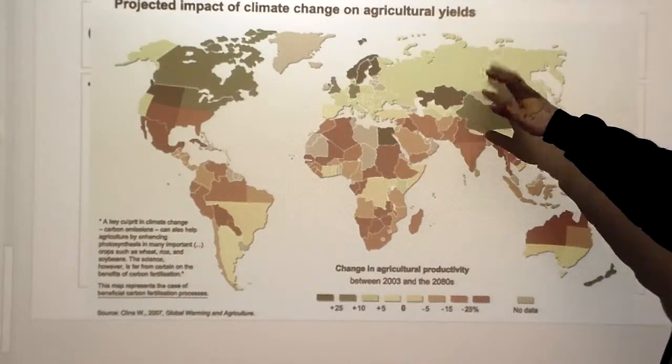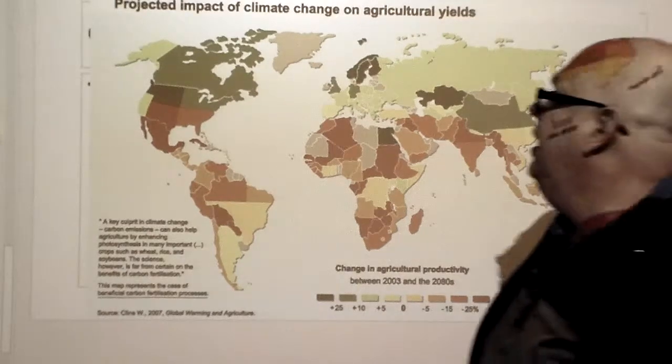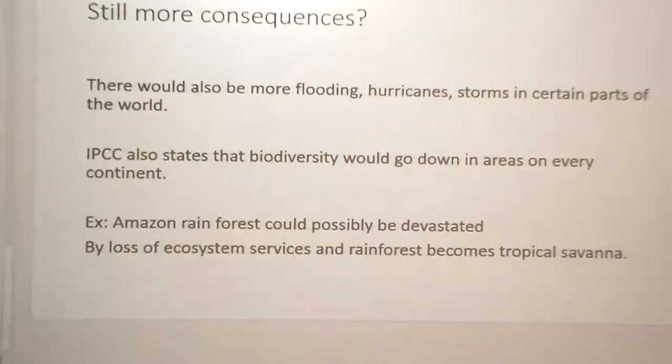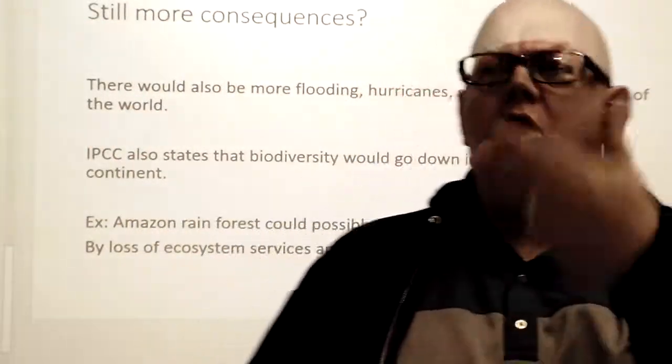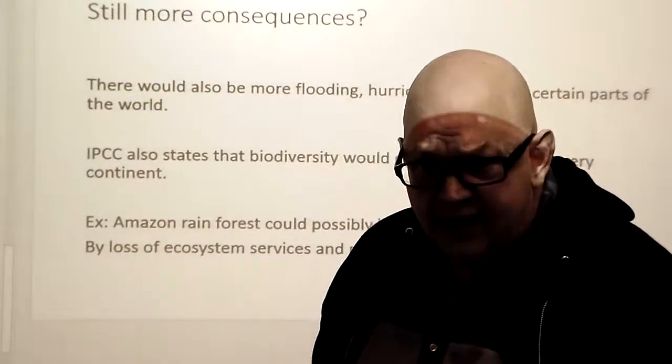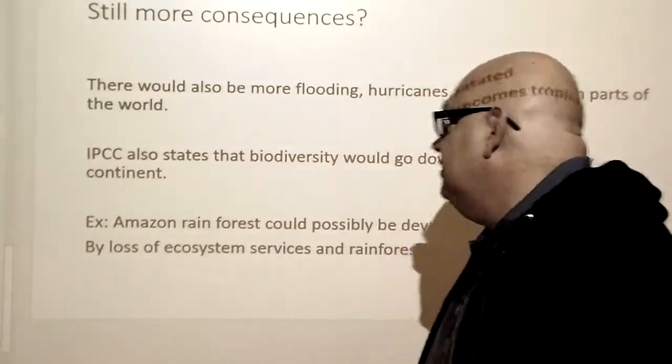In other words, between 2003 and the 2080s, we should be seeing more agricultural yields in this area, which would be interesting. Now, part of it also is because of the global climate disruption or global climate change, okay, there's also more flooding, hurricanes, and storms in certain parts of the world. Now, they have made projections that every year there would be an increasing number of hurricanes. We have the facts. That's not true. It varies. It actually varies because the Earth is very dynamic.